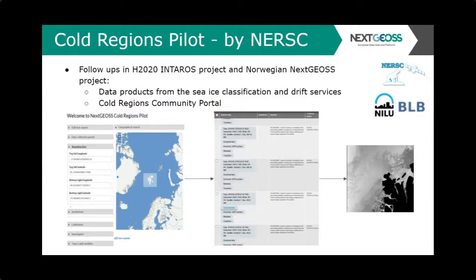So just a reminder, in the NextGEOSS project we're collaborating very closely with Interos for natural reasons. The Nansen Center is involved in both. And TerraDue is also involved in both. So it's natural to start with these organizations. And you see here that we have already created a data product from the CIS classification and drift services, and we have created a cold region community portal. And this is the starting point for the further development.